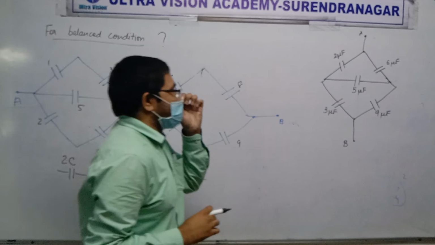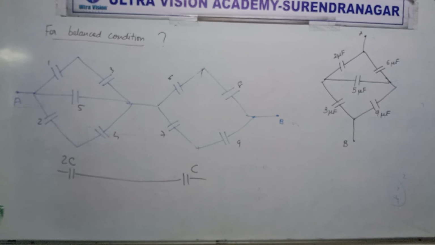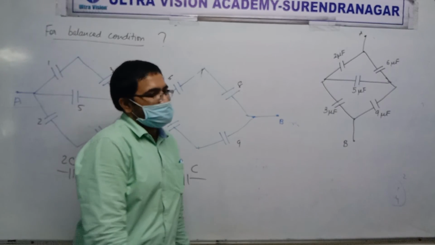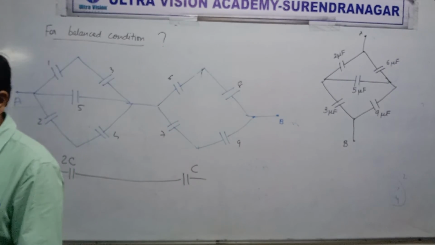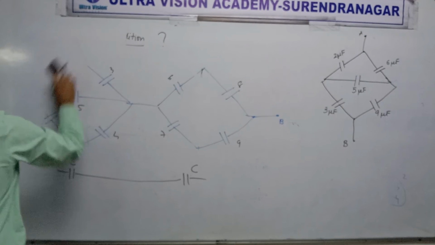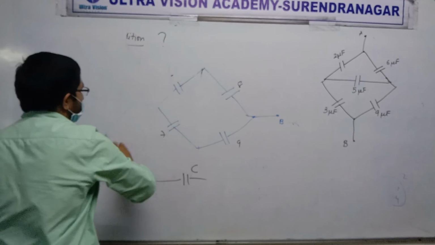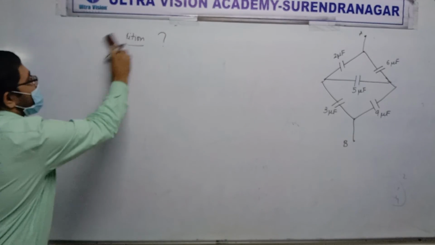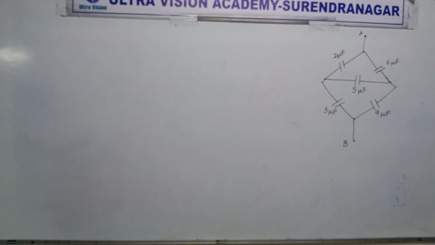Find equivalent capacitance between A and B. First thing to look for is anything in series or parallel.